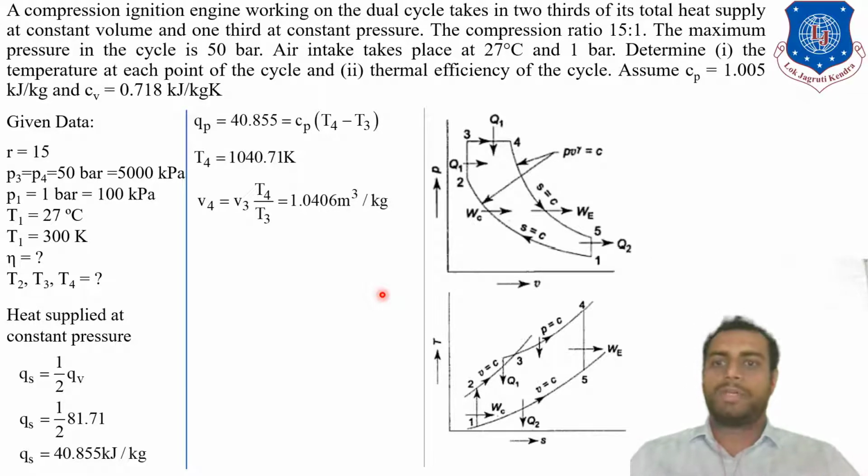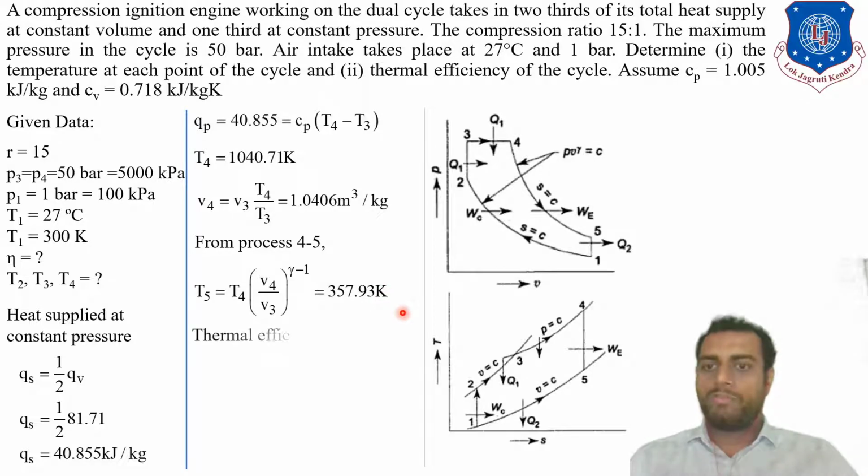Now V4, that is the value of volume at the end of process 3 to 4. V4 is nothing but V3 into T4 by T3. Sir, how have you written this equation? It's very simple. In a constant pressure process, volume is in proportion with temperature, so that correlation is used here. So you can find the value of V4, that is equal to 1.0406 meter cube per kg. Now for process 4 to 5, that is a reversible adiabatic or isentropic expansion process, we can find the temperature at point 5, that is equal to 357.93 Kelvin.